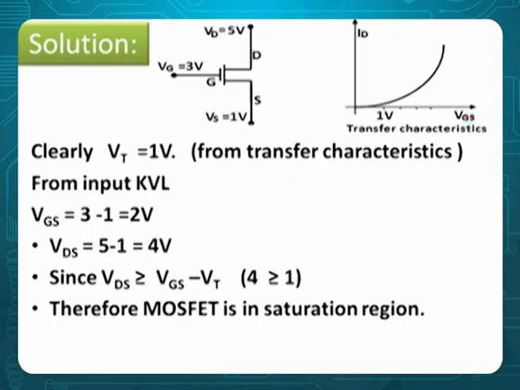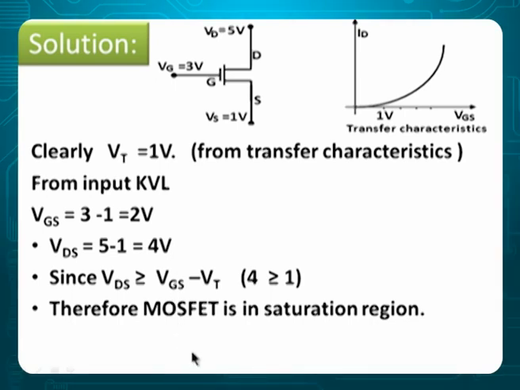Let's go to the problem. If you look here, we can clearly see that the current is increasing, therefore VT is 1 volt. From the input KVL, VGS is equal to 3 minus 1, because 3 here, 1 here, so what is the value existing here? 2 volts. And if you apply KVL here again, VDS is equal to 5 minus 1, it is 4. So VGS is 2, VDS is 4, and that's the characteristic we have.